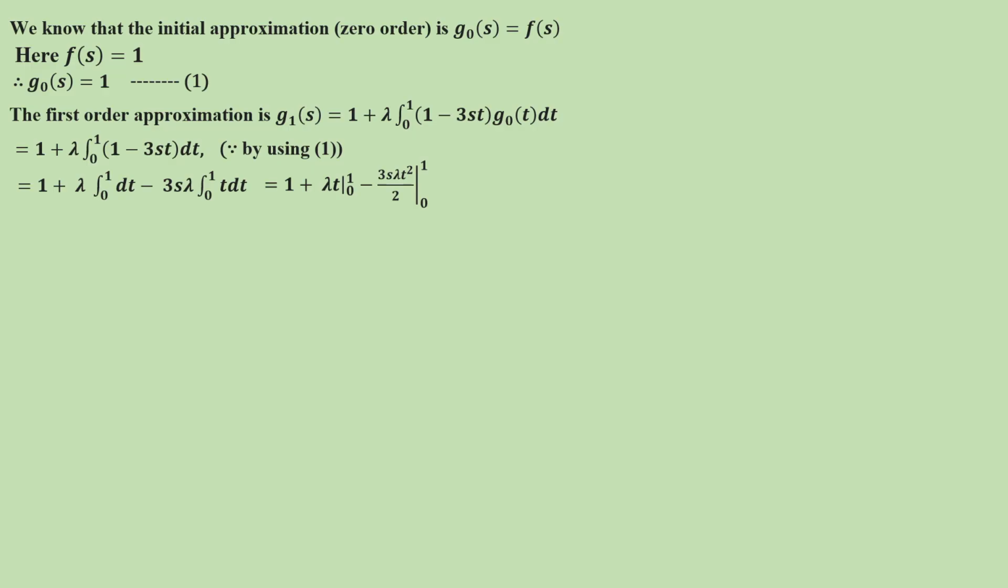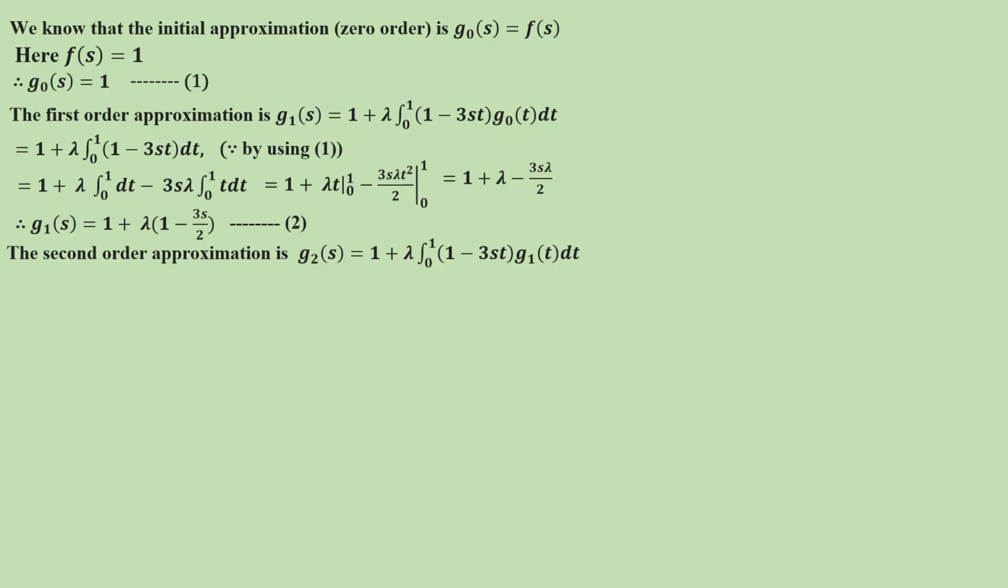So integrating, 1 plus lambda t, lower limit 0, upper limit 1, minus 3 s lambda, integrating t with respect to dt, so t square by 2, lower limit 0, upper limit 1. Substituting the upper limit, you will get 1 plus lambda minus 3 s lambda by 2, because when you apply the lower limit, the value is 0. So g1 of s is equal to 1 plus lambda into 1 minus 3s by 2. That is equation number 2.